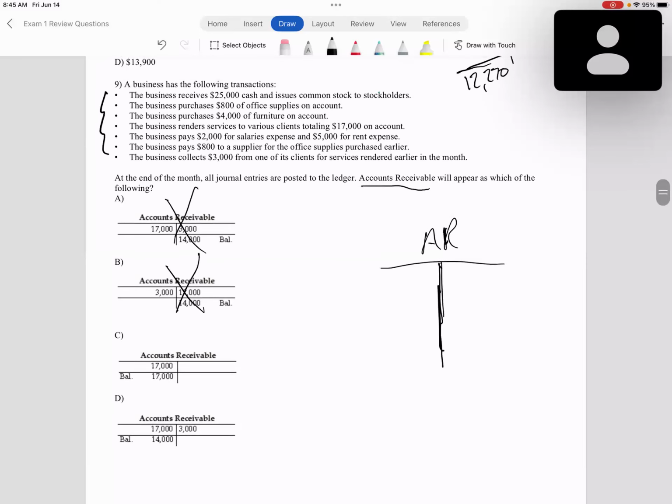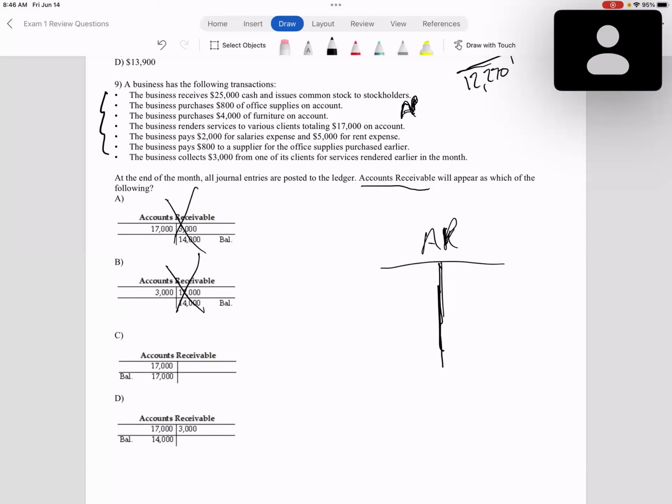So received $25,000 cash, common stock. That doesn't impact accounts receivable. Purchased office supplies on account. That would be accounts payable, a liability account. Here we're talking about an asset account. This one is when we do work or sell something on account. Accounts payable is when you buy something on account. Purchases $4,000 furniture on account. Nope, that's accounts payable.